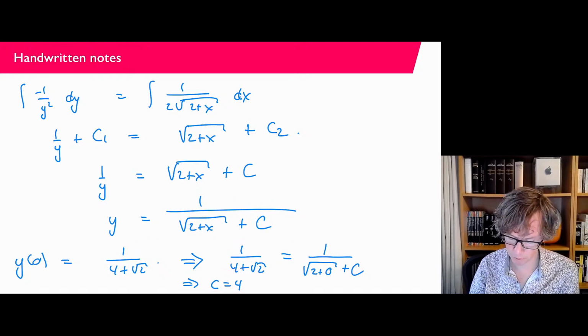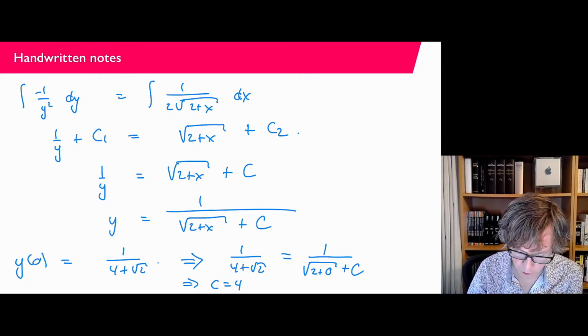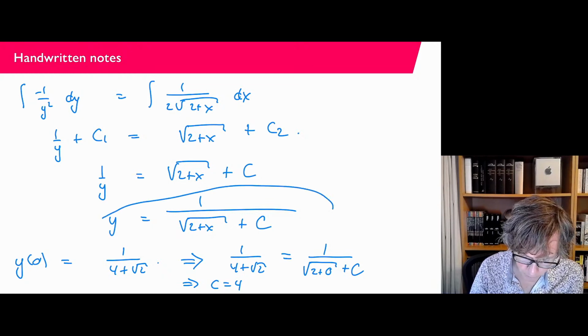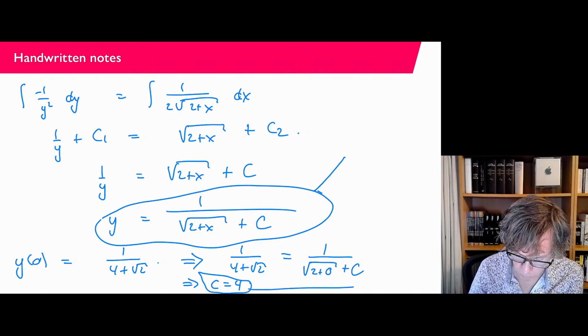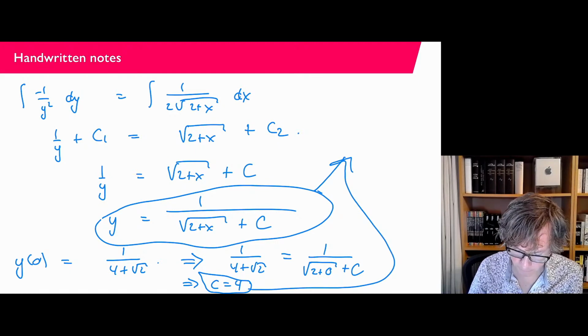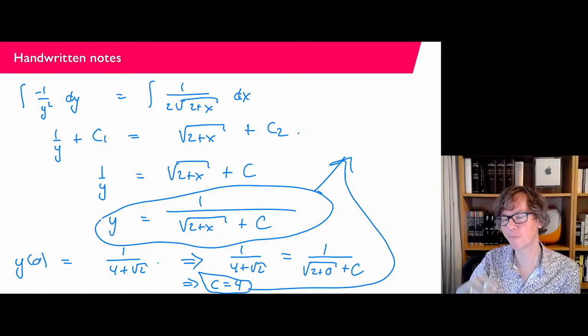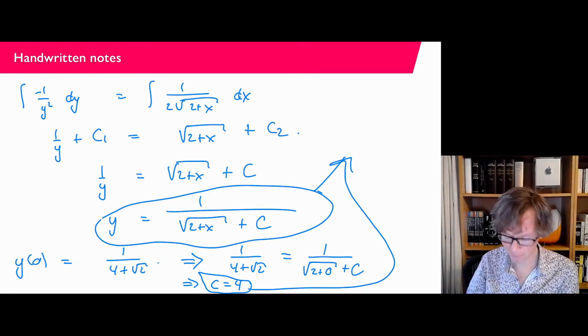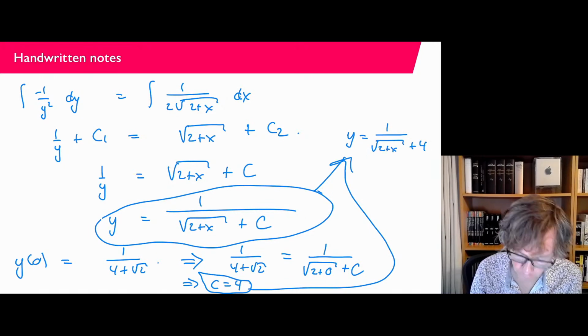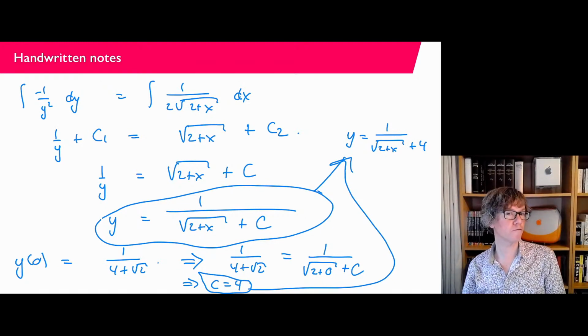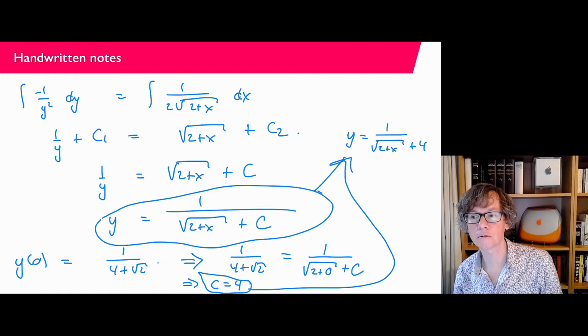So putting those two together, let me write that on this slide, because otherwise I have to copy everything again to make it more clear. So this combined with that. Of course you should write that nicely on a fresh bit of paper so it's clear to read and you shouldn't go up and down. So we find that y equals 1 over the square root of 2 plus x plus 4. So that is the solution to this differential equation, and that is how you can do that.